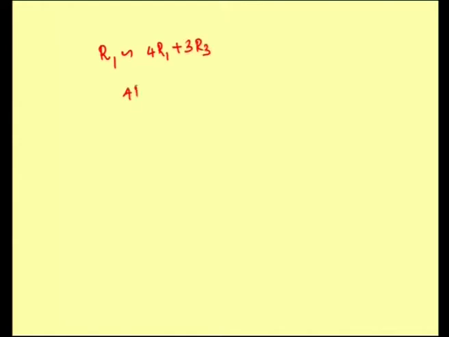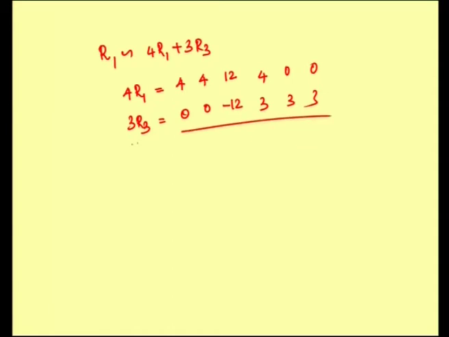What is 4 times R1? 4 times R1 is 4, 4, 12, 4, 0, 0, and 3 times R3 is 0, 0, minus 12, 3, 3, 3. Just adding, 4, 4, 0, 7, 3, 3. Okay. And similarly, minus 6 is made 0.